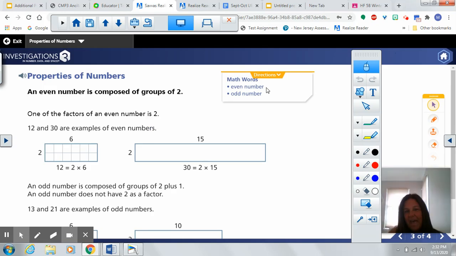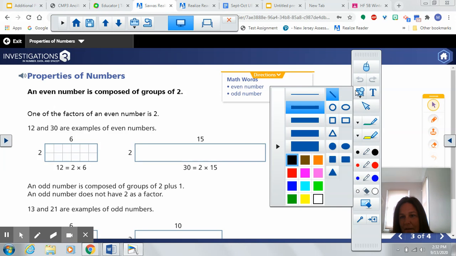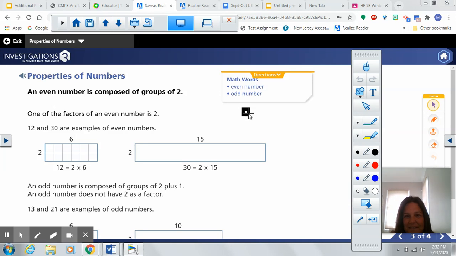Okay, so then we have two more math words. These two are not in your vocabulary because I think these are probably terms that you've learned in previous years in your math classes, and that is even number and odd number. An even number is composed of groups of two. If you think back to that student activity book sheet that we did where we were making the arrays that were 2 tiles wide, let me just grab that real quick and I'll make a couple of these.